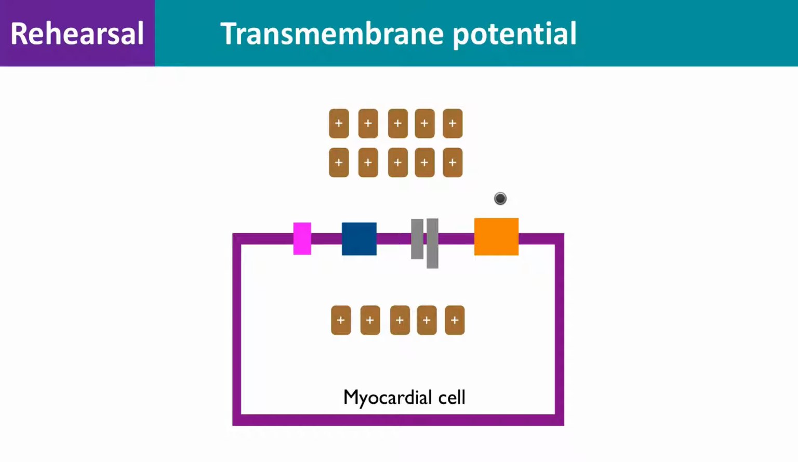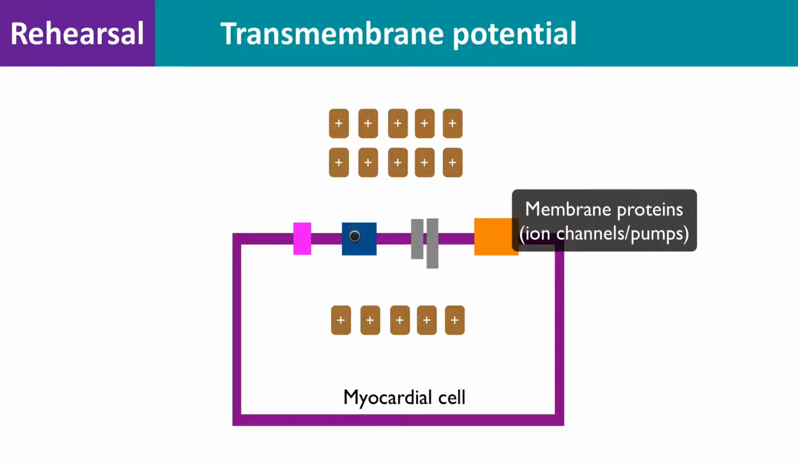Now, in the previous lecture we also discussed the cardiac transmembrane potential. And this is a key concept in electrocardiology. This purple box represents a myocardial cell. This is the cell's interior and this is the cell's exterior. These boxes, the orange one, the two gray ones, the blue one and the pink one, they represent proteins which are embedded into the cell membrane.